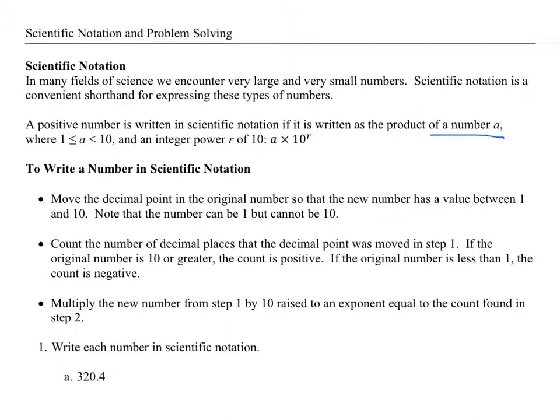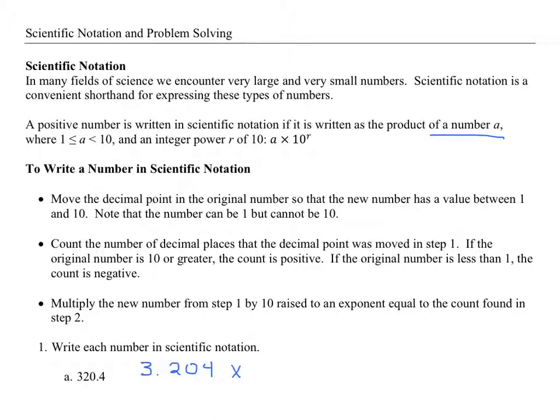So to write a number in scientific notation, what we do is this. You move the decimal point so that the original number is between 1 and 10, but not 10. It could be 1. Okay, so here we go. So for this first one, it's going to be 3.204, because that number, 3.204, is between 1 and 10.